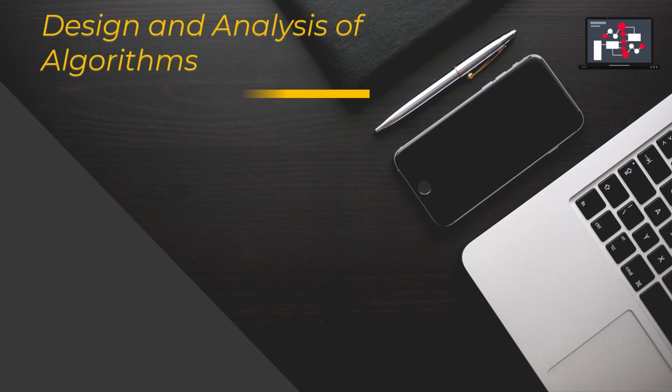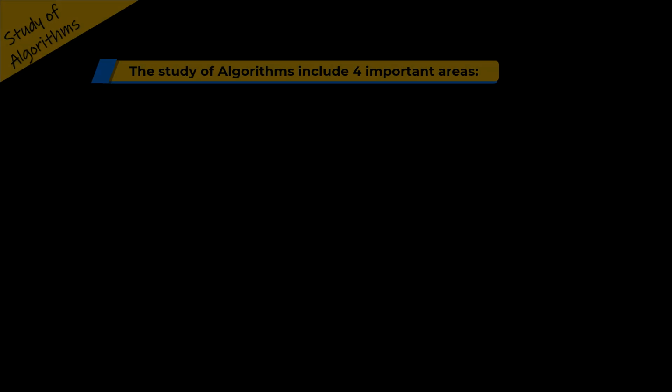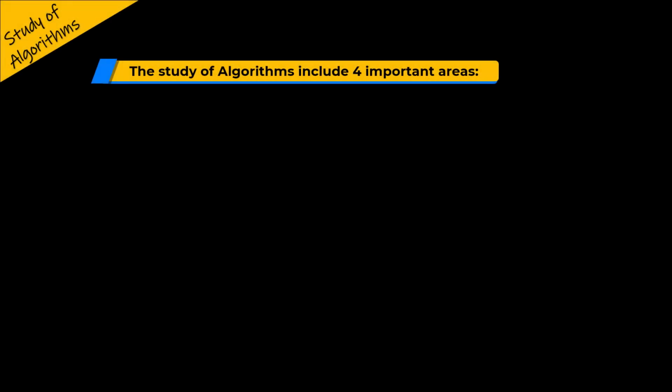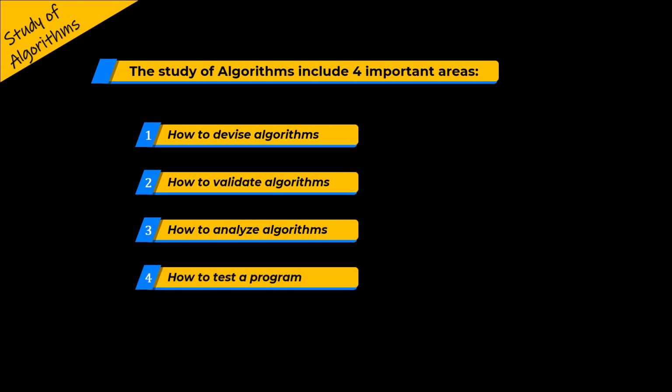In this topic, we will look at the study of algorithms. There are four major areas of study of algorithms. The first is how do we devise or develop or design algorithms? The second is how to validate algorithms. The third is how to analyze algorithms. And the fourth is how to test a program.